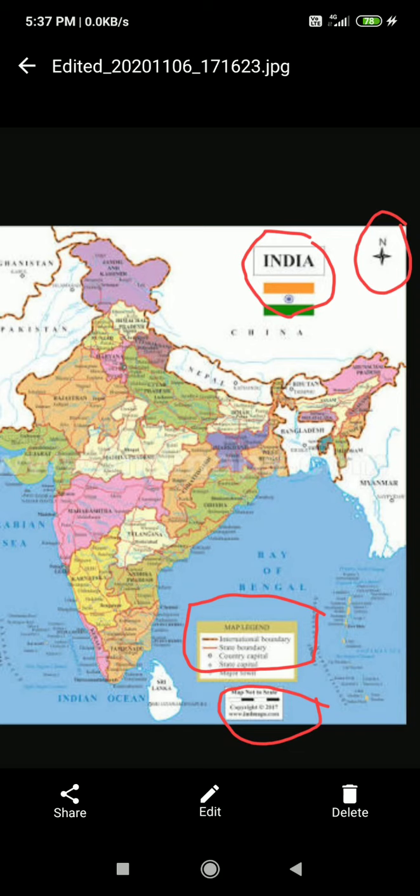So in this map, you can see which country it is, and these marks are necessary on the map. Yes, these are all necessary to identify which map this is and which direction it is also located here. The downside you can see the legend box. It shows what this map has included. Scale also you can see, how many kilometers, like that it has been given.